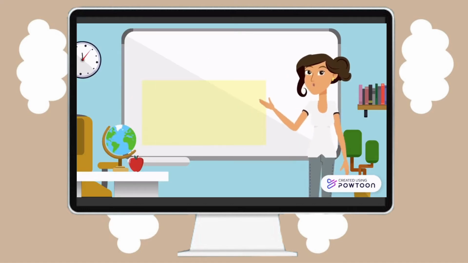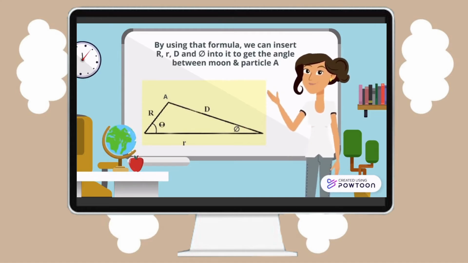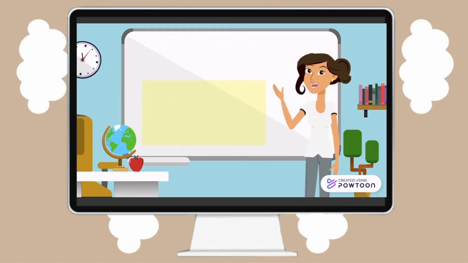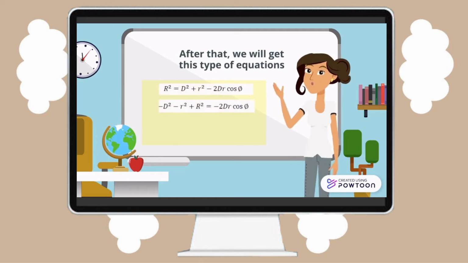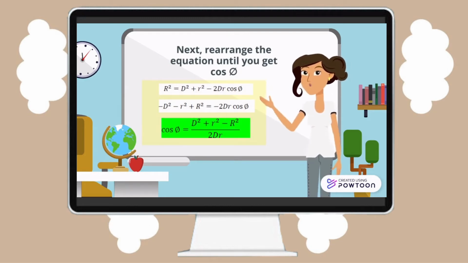Well done, Sarah. By using that formula, we can insert capital R, small r, d and phi into it to get the angle between moon and particle A. After that, we will get this type of equation. Next, you need to rearrange the equation until you get cos phi, because we will use this equation in the next section.